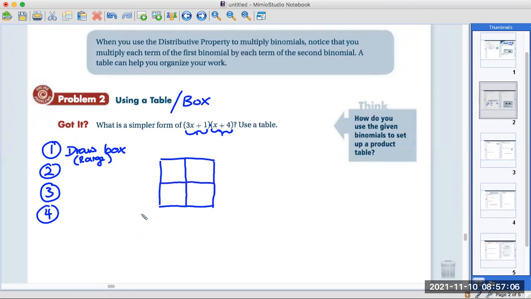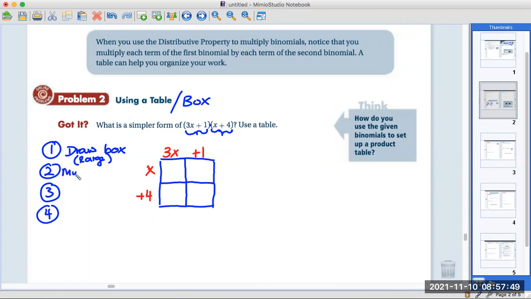like a window. Now the first binomial, 3x plus 1, I put on top, but I make sure that I center it right above each square. The plus 1 stays together. Notice I put the sign that goes with the 1, I'm not putting the plus here, I'm putting it on the second bar. The second binomial I put on the side. X plus 4, the plus 4 goes down here. You can switch it off. You can put the second binomial on top, excuse me, and the first one on the side. It doesn't matter, okay?